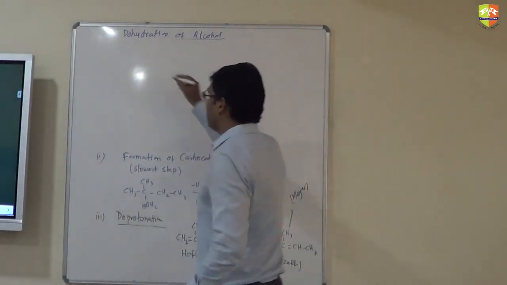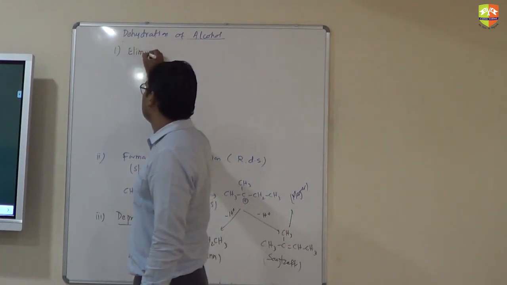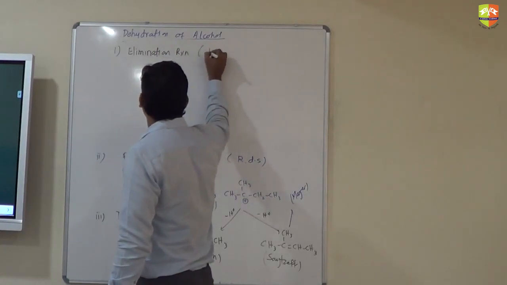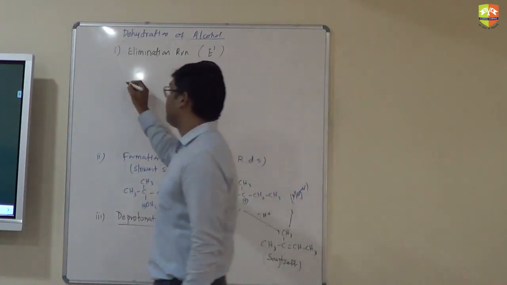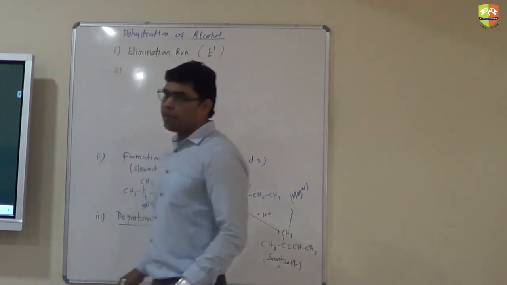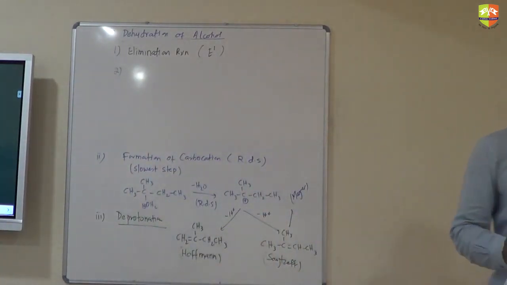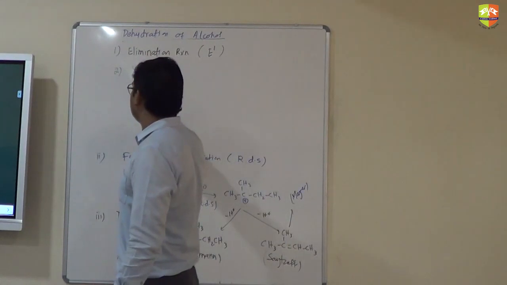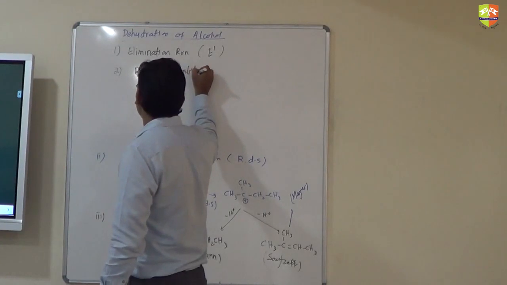So talking about this reaction, it is an elimination reaction, first order, E1. The rate is directly proportional to the stability of the carbocation.